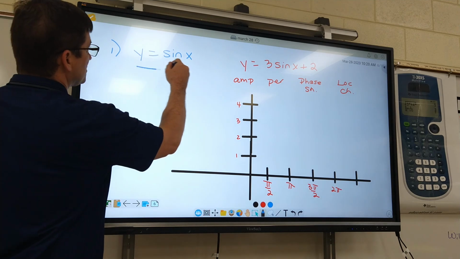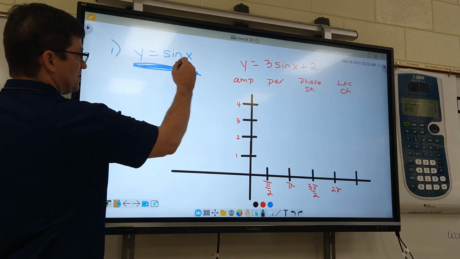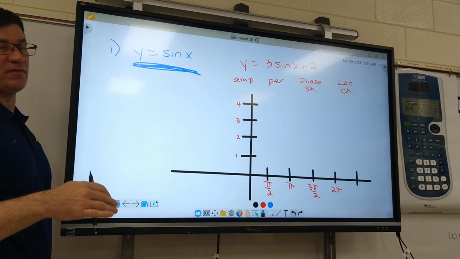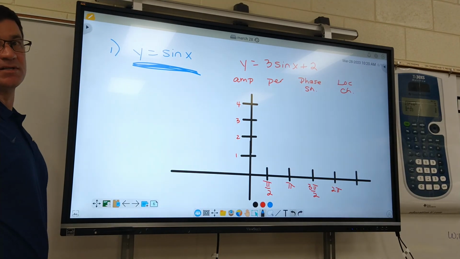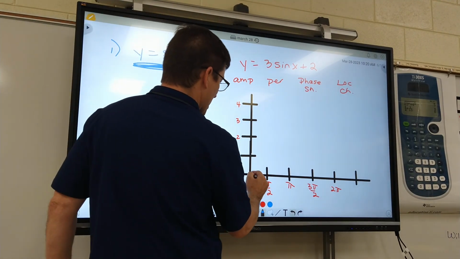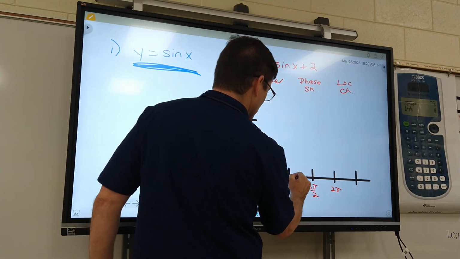All right, they're giving you this first graph they want you to draw. This is just your base, your parent graph. You got to know what sine x looks like, Harlan. So sine x looks like this. You need to memorize it.